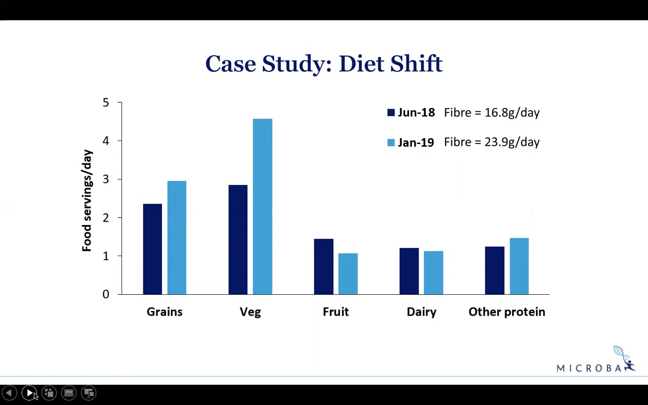A slight decrease in fruit, although she was only consuming around about 1.5 serves per day to begin with, so it went down to approximately 1. There was a slight reduction in her dairy consumption. And there was also an increase in her other protein sources. So this is specific for things like legumes, nuts, and beans, and not inclusive of proteins like red meat or poultry or fish.